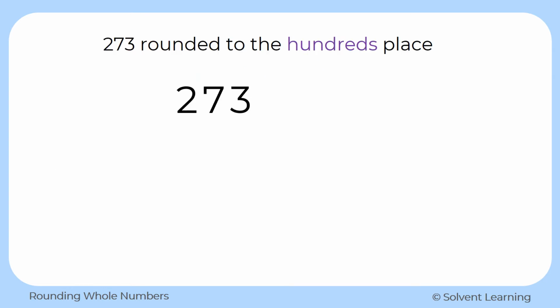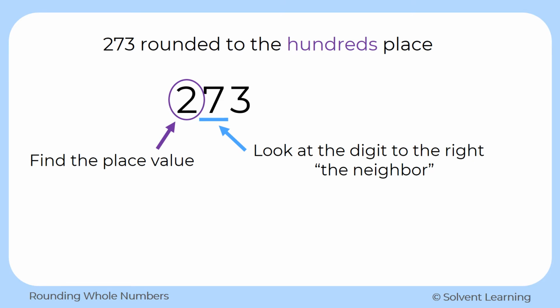Next, we're going to see how we can round numbers without having to depend on the number line. So let's go back to our number 273 and round it to the hundreds place. Our first step is to find the digit that's in the hundreds place, which in this case is the 2. Next, we want to look to the digit that's to the right of that number. I like to call it the neighbor. The neighbor is going to help us figure out what we need to do with that 2 that's in our place value that we're focusing on.